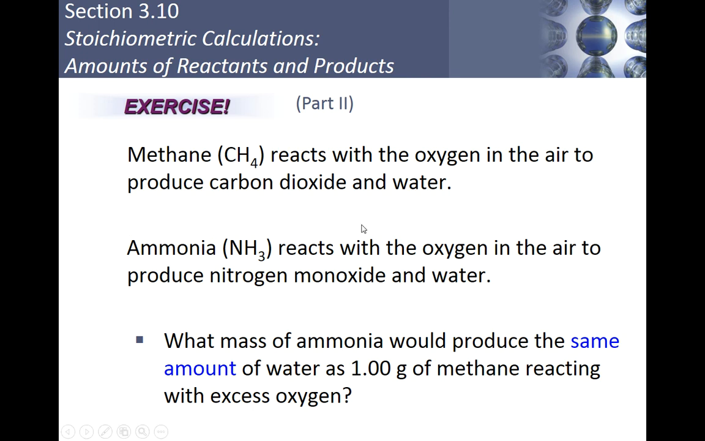So now it's asking us with regards to the exact same questions that we just found the chemical reactions for, and we've balanced out the reactions. It says, what mass of ammonia would produce the same amount of water as 1 gram of methane reacting with excess oxygen? Okay, so what I want you to do is, again, take some time to think about this problem systematically and think about what you need to start with, what it is asking you, and where you need to go.